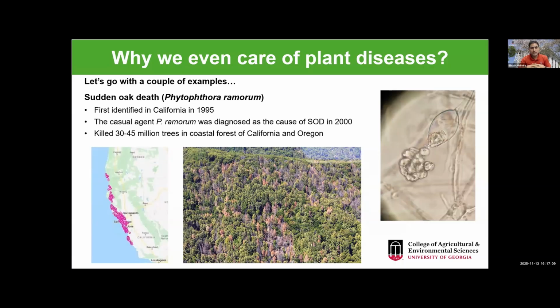It's Phytophthora ramorum, and it was first identified in California in 1995. As you can see in the map, the pathogen was diagnosed as ramorum in 2000, and that killed almost 30 to 45 million trees in California and Oregon. So that was a huge loss.